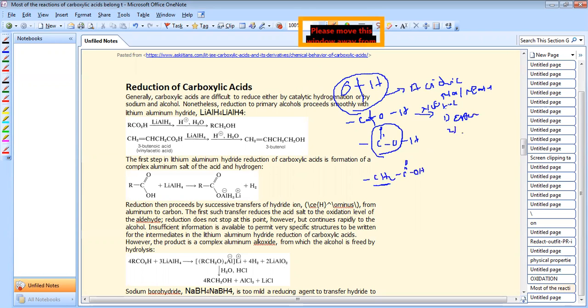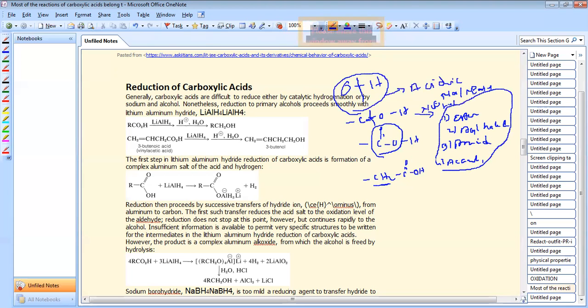First one is ester, second one is acyl halide, third one is amide, and fourth one is acetic anhydride. Yesterday we saw the mechanism of the preparation of all these four acid derivatives. And next one is similar to that, that is reduction reactions.